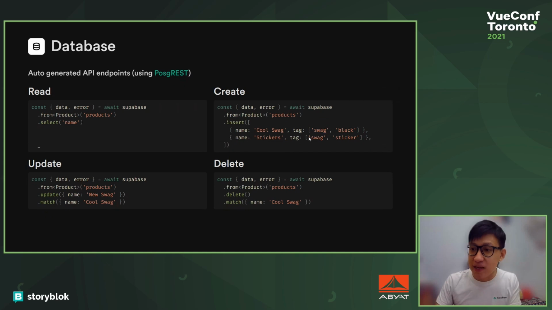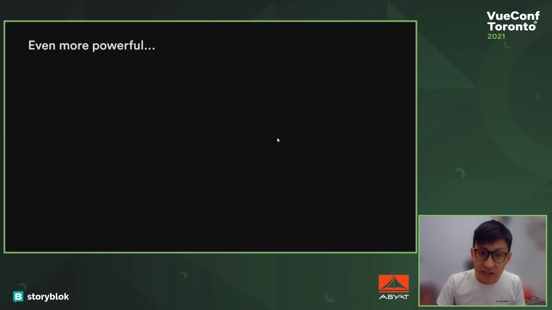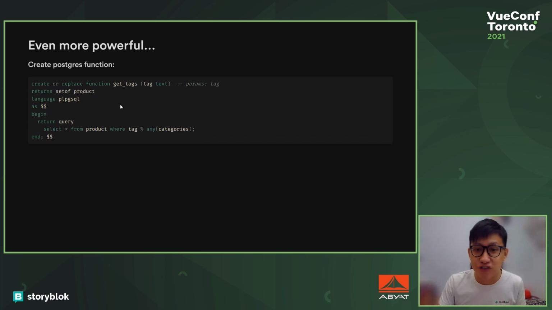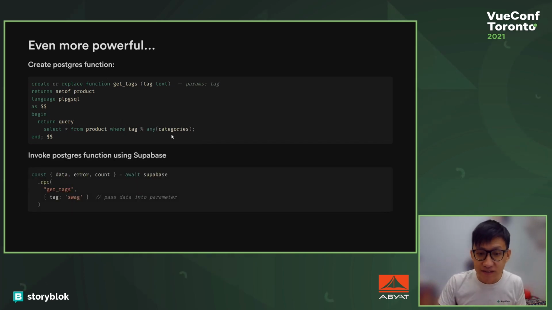So I can simply create a Postgres function that gets the tag. I pass in the tag as a text, and then I query. I select all from product where the text matches any category. So I can pull all the tags. Oh, this should be tag. Sorry, my mistake. So it can query all the tags inside the tag array just now. And then you simply can invoke the function like .rpc, get tag is the function name, and then pass in the parameter. As simple as that.